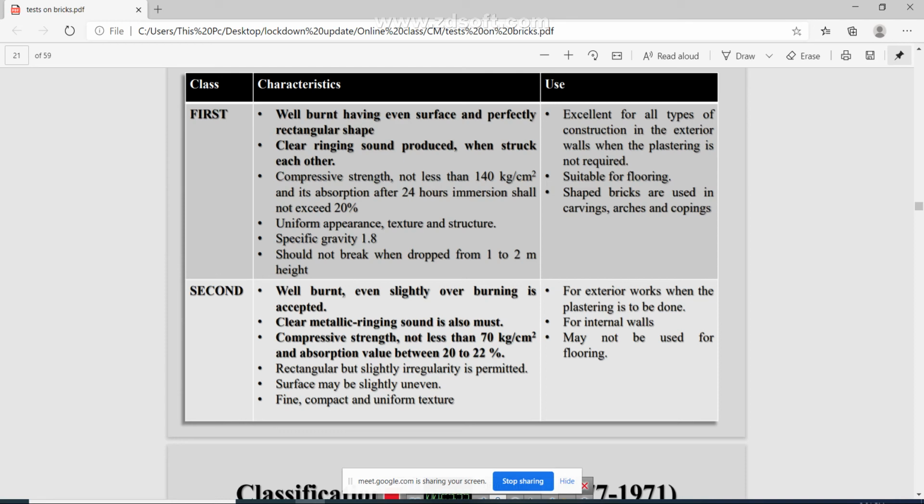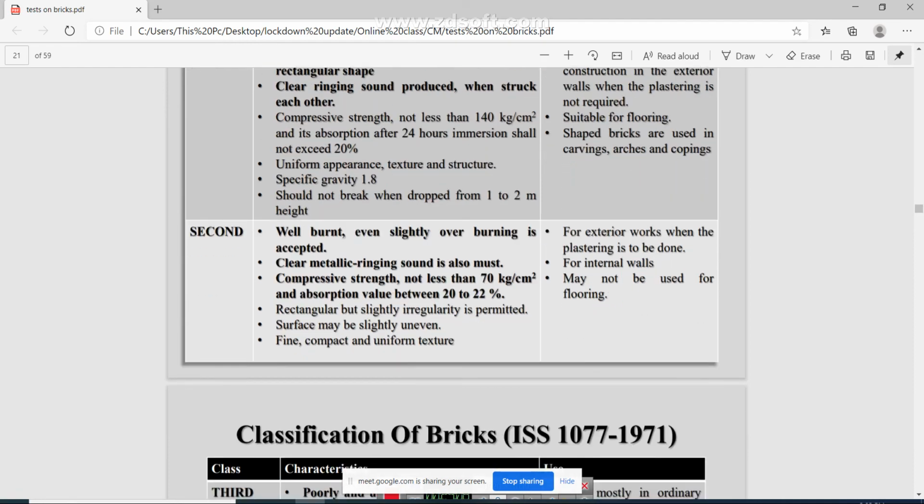And what about the uses? Second class brick is also used in exterior work, but provided you are giving plastering. As we have already seen, the appearance of second class brick is not that good, right? Second class brick will be a bit distorted in shape and there may be some unevenness on the surface. So those exterior works where plastering is to be done, you can use this second class brick. Then for internal walls, for such things you can go for this second class brick.